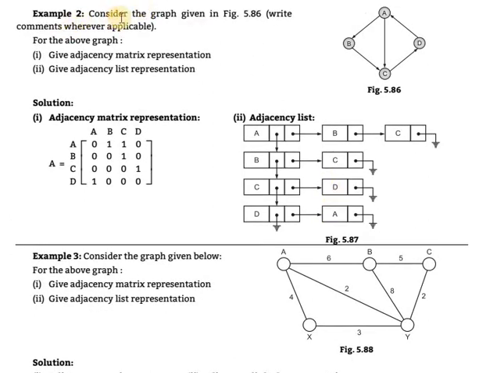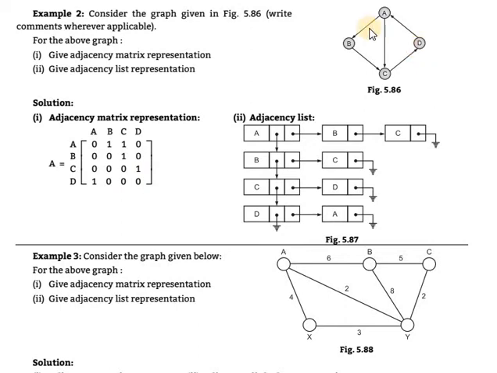Another second example, write the matrix and list. The matrix: A, B, C, D by A, B, C, D. A to A no, A to B 1, A to C 1, A to D not created. B to A no, so 0, B to B 0, B to C created, the edge is going, so write 1. B to D no, C to A no, C to B also no, C to C also no, C to D is created, the edge is going, so write 1.